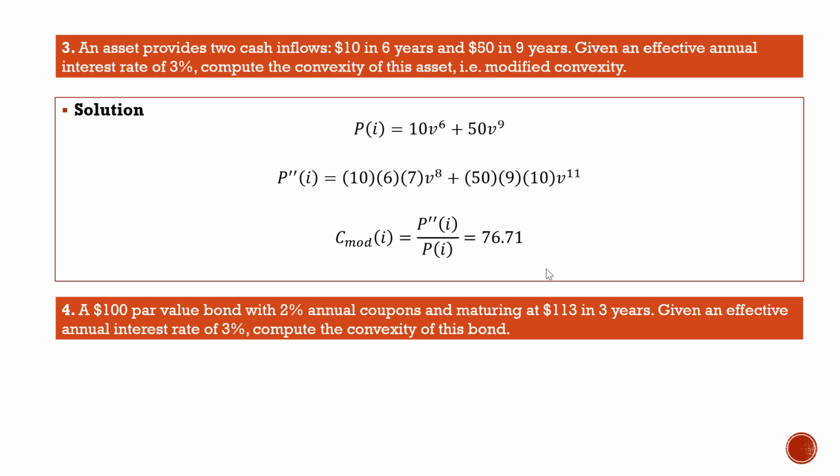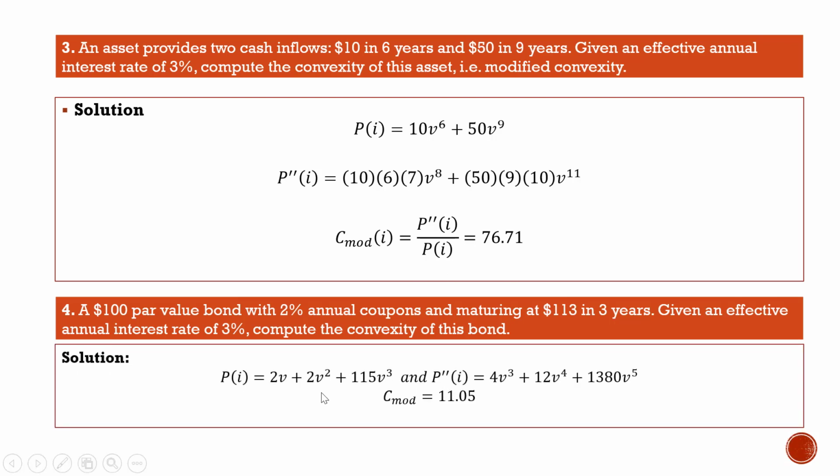Question 4. A $100 par value bond with 2% annual coupons and maturing at $113 in 3 years, given an effective annual interest rate of 3%, compute the convexity. This question is similar to question number 3. First, we write down the present value function. The first coupon is paid at time 1, so we got 2. 2 is the coupon.